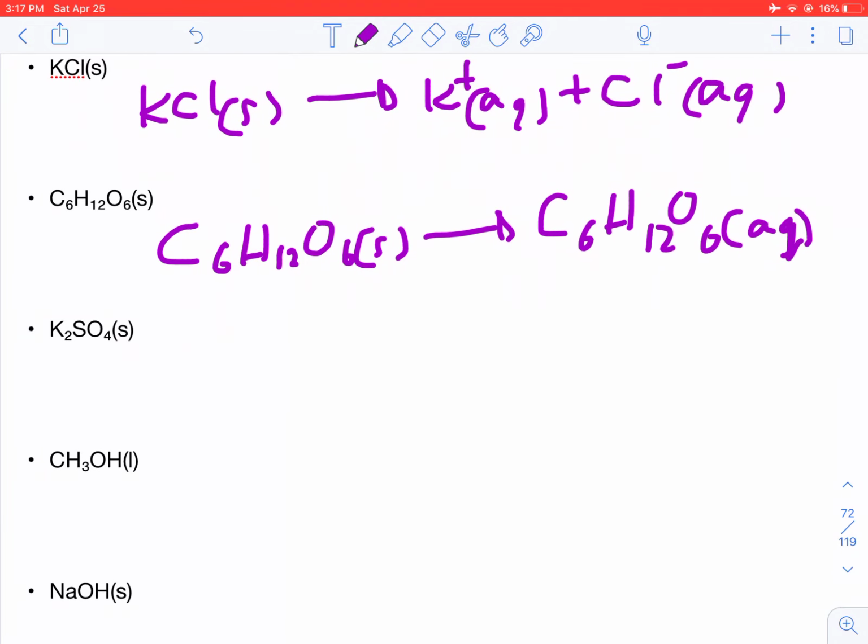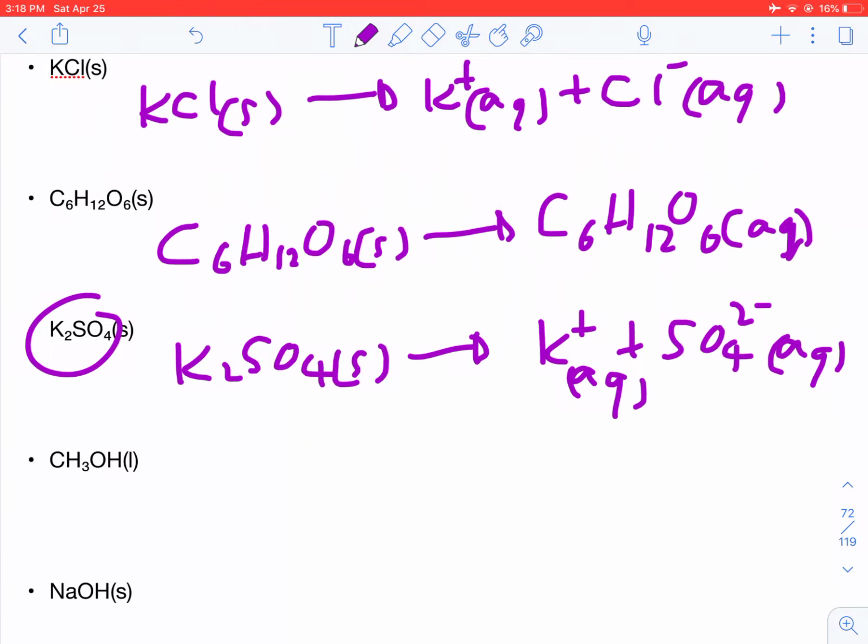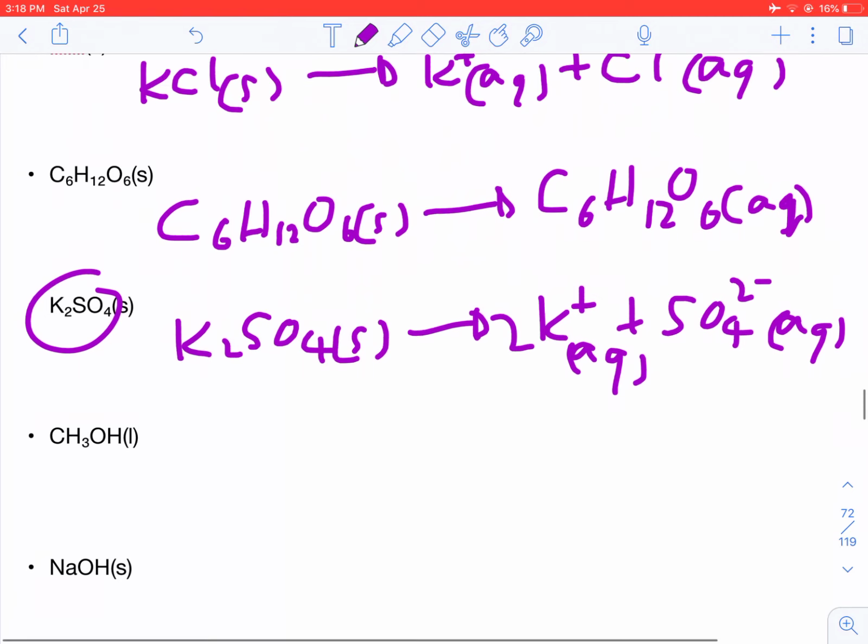This is again an ionic substance, so it's going to be K2SO4 solid. When that breaks up and it's in solution, you'll notice I'm not putting water there, it becomes K plus and SO4 2 minus, and that is K plus, and to balance it you have 2 on that side, so your potassiums are balanced and your charges are balanced.